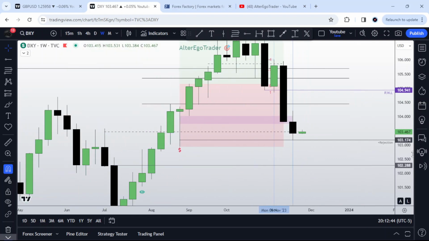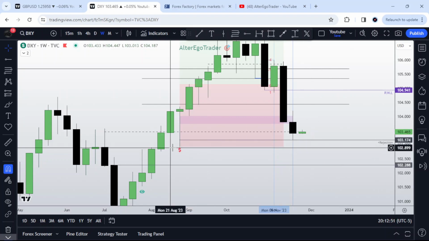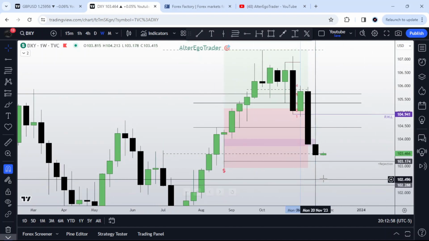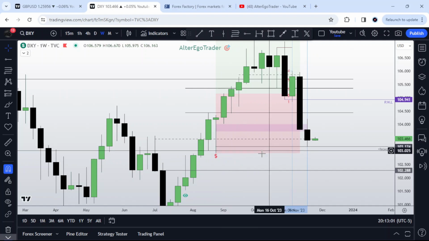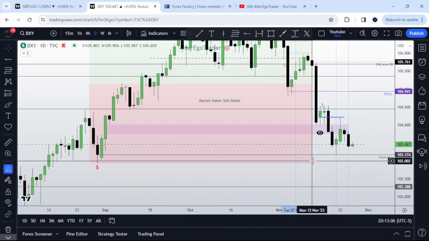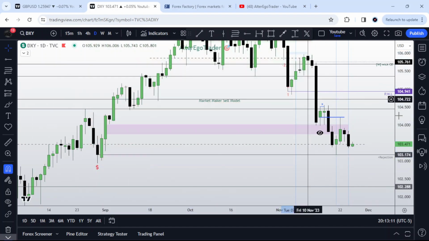But for this immediate week, I favor sell side. I believe my analysis is still going to play out. We're going to reach the end of that range. Let me go to the daily time frame. I think I can delete this now because it's just cluttering the chart.